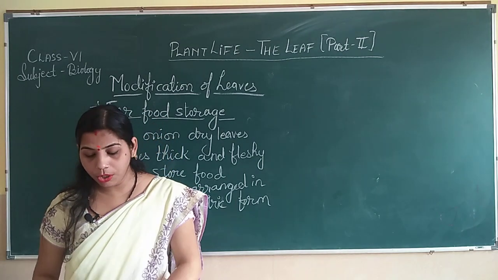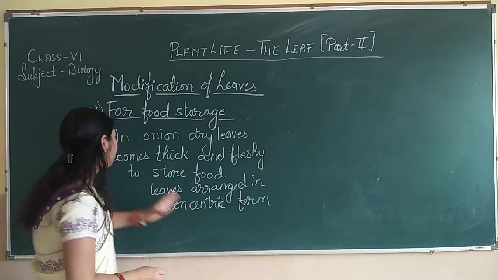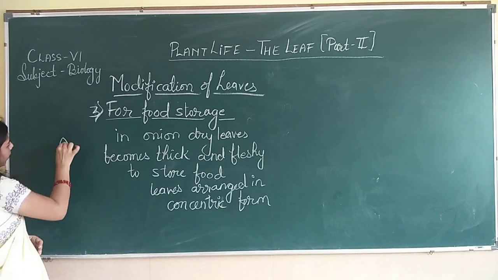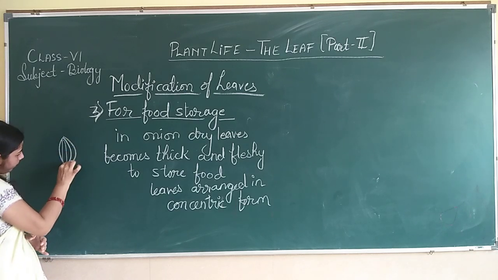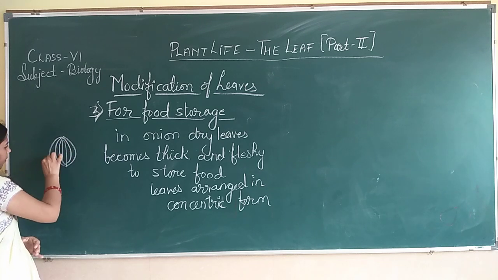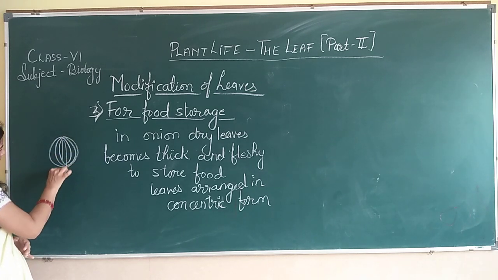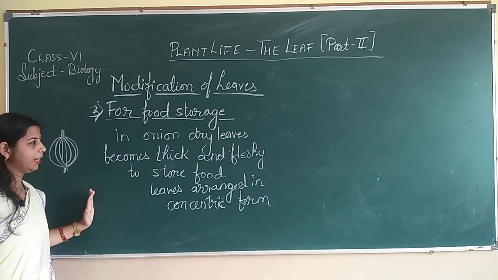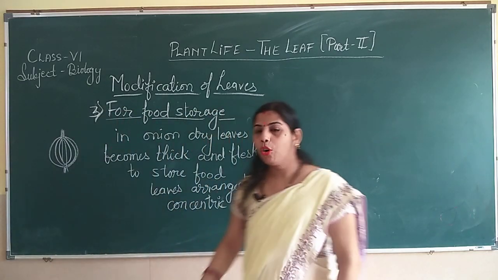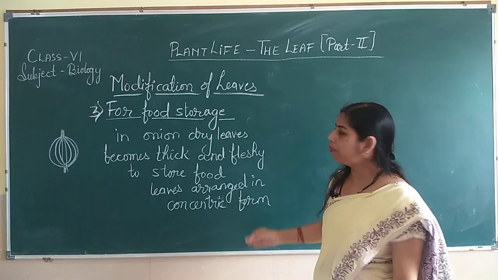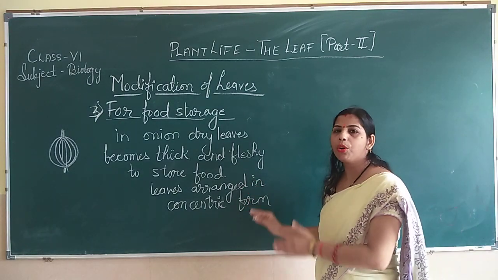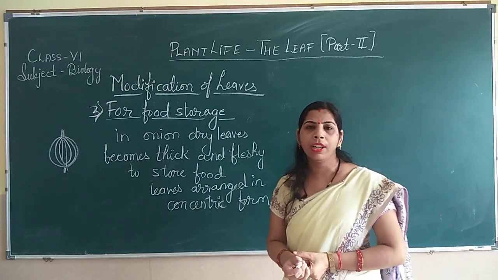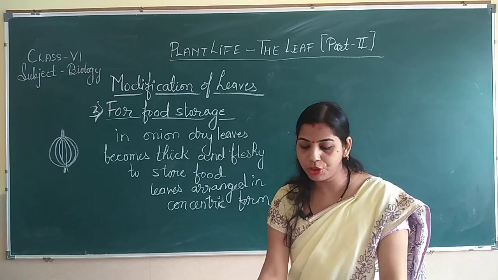Okay, so I hope you all are understanding what I am explaining. I am just going to draw the structure. This type of structure they are forming. Okay, so I hope you all understand how the leaves of onion are modified and store the food. So the next modification of the leaf is for capturing insects.